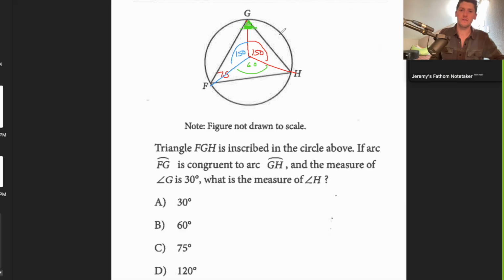Right? So a circle is 360 degrees. Notice that the inscribed angle G is half of the central angle here. And the same for the 75, it was half of the 150. Right? So that's a fact worth knowing. Okay? Let's continue onward.